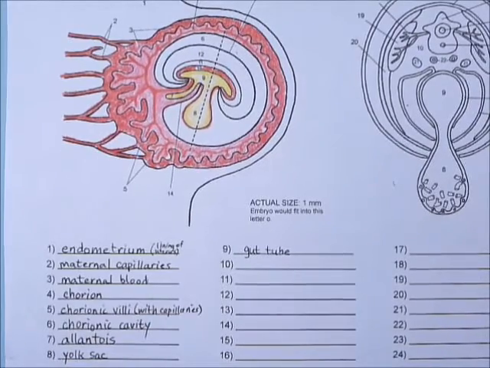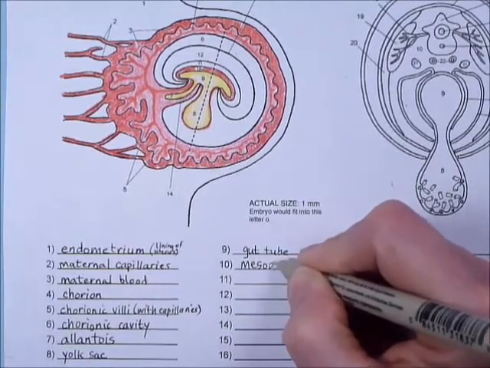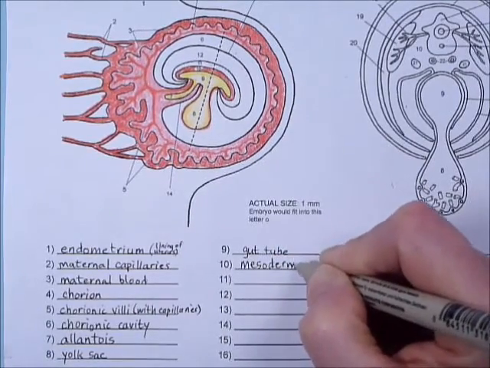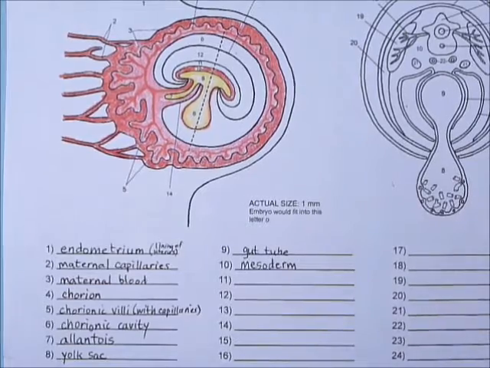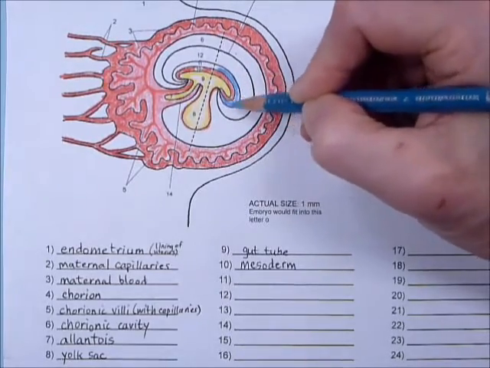Okay, and let's label that 10 mesoderm, or mesoderm as some people say. Meso or meso, either one. So 11 would be our ectoderm, and it's always blue.